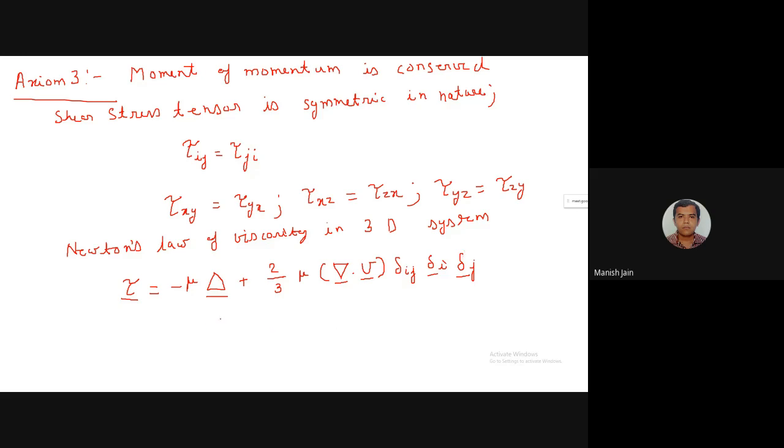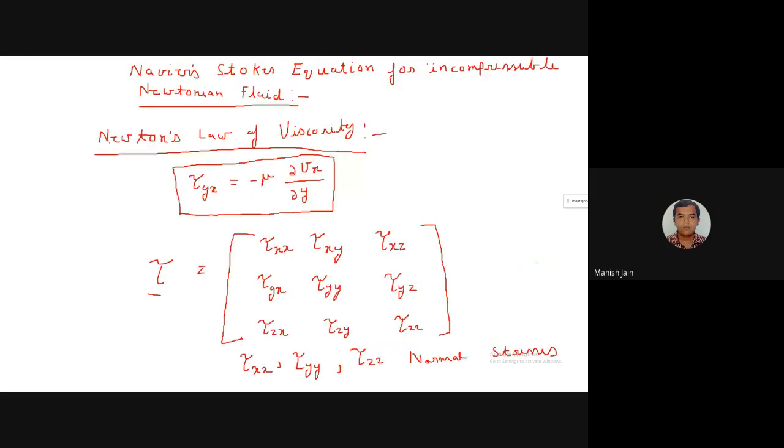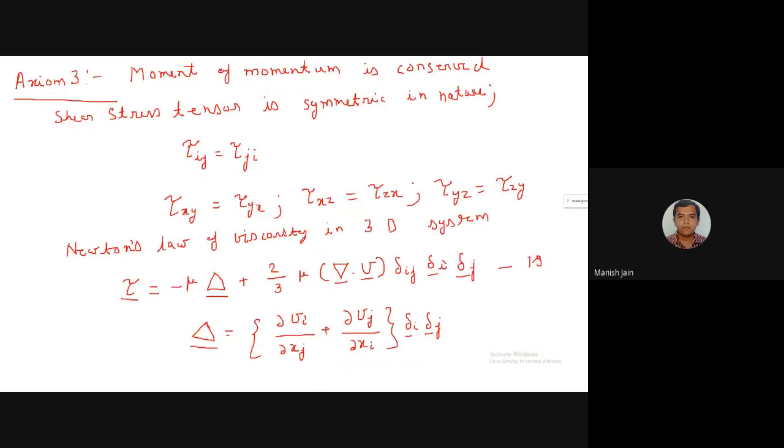Okay. So, where del equal to del Vi divided by del Xj plus del Vj divided by del Xi, del I del j. This is equation number 19. This is equation number 20, and this is equation number 21.